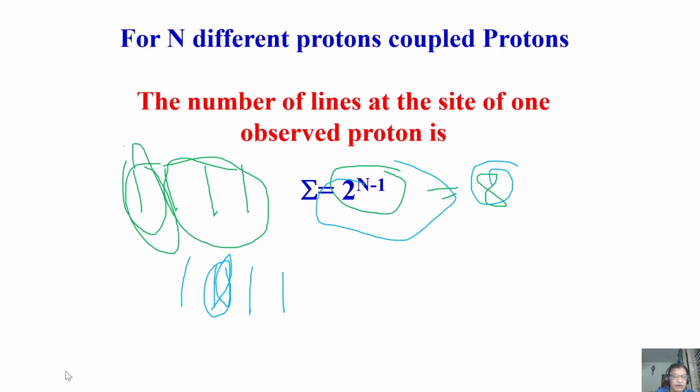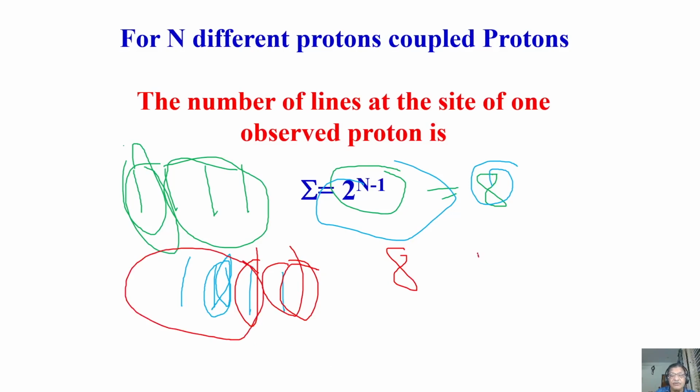What about this one? Now I'm going to observe this peak, this one. What will happen? This is observing; there are 3 remaining protons here. Again, 2 to the power of 4 minus 1. This also gives you 8 lines. Look at this one, this proton. This is observing it is coupled to the remaining 3. Thus, this also should give you 8 peaks.